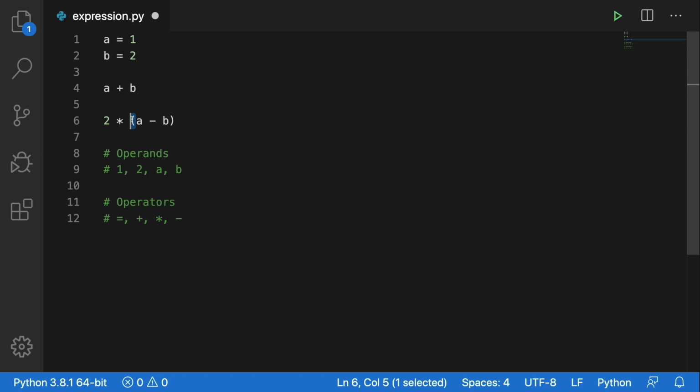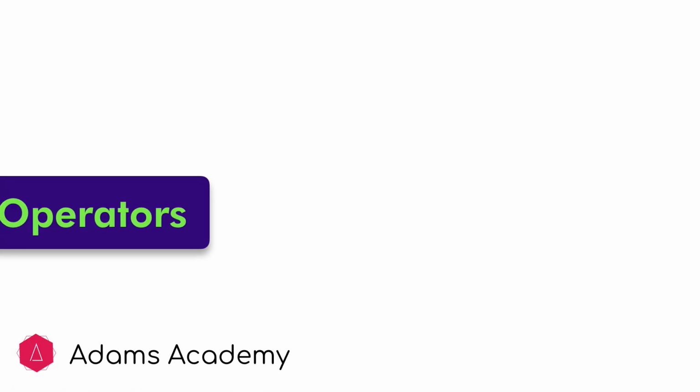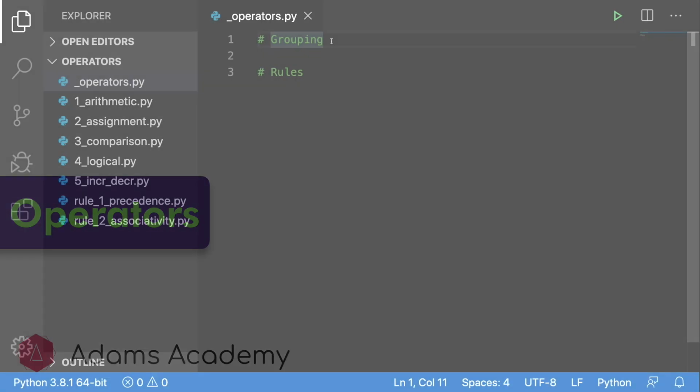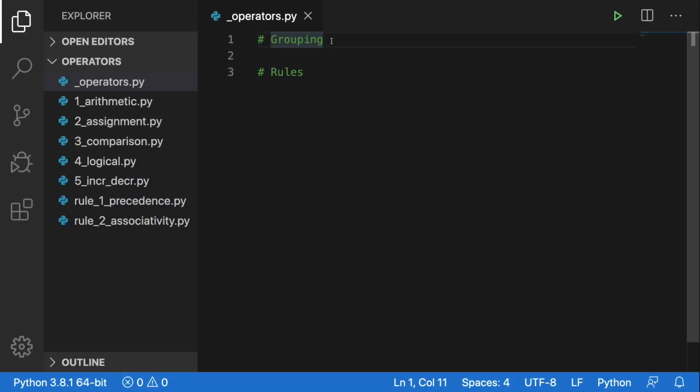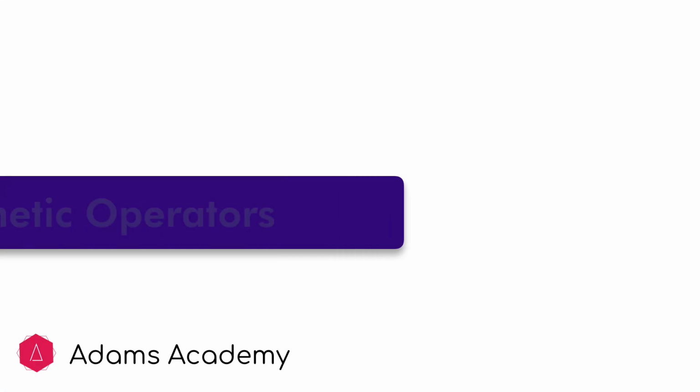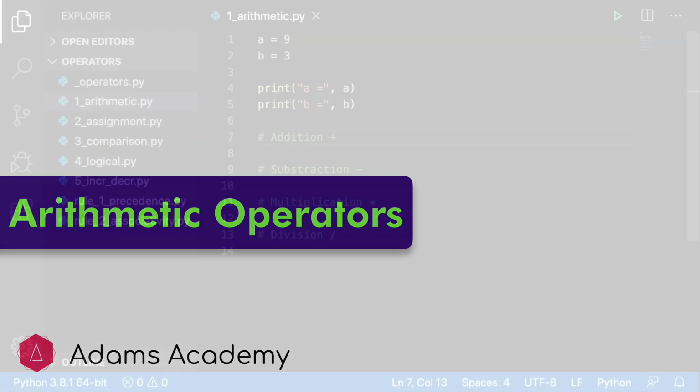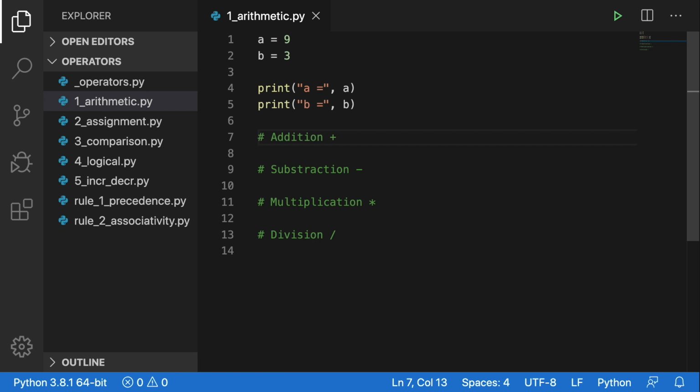Now you understand what an expression is, so we can move on to our next topic, operators. Operators are special symbols that tell the computer how to perform a specific computation. They have multiple types. The first, arithmetic operator, is the addition, which I'd like to show you.